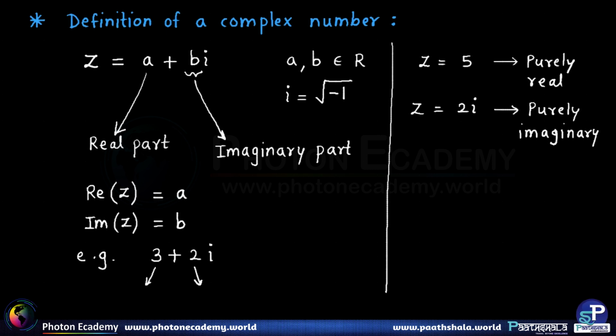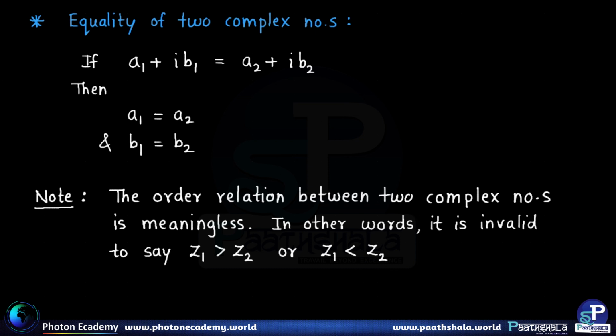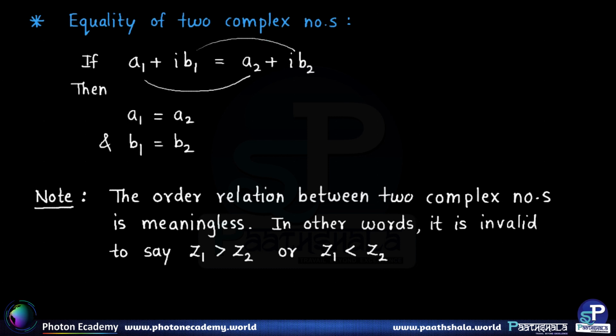Now let's move ahead. Now here we see the equality of two complex numbers. That is, if we have one complex number a1 plus ib1 equal to another complex number, say a2 plus ib2, then it implies that the two real parts must be the same and the two imaginary parts must also be the same. So therefore we have a1 equal to a2 and b1 equal to b2.